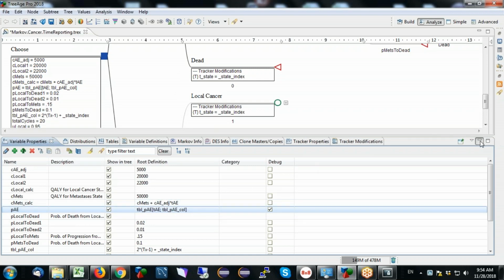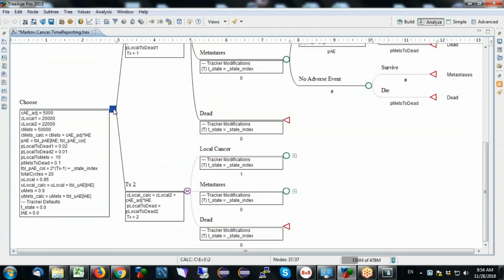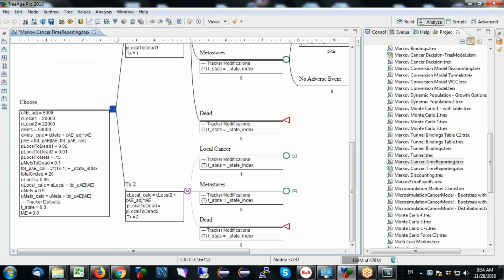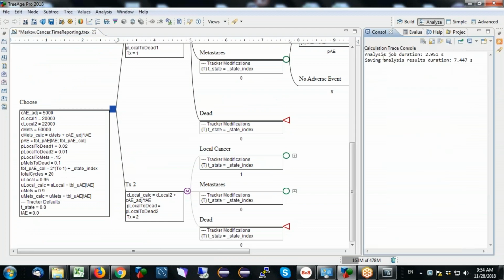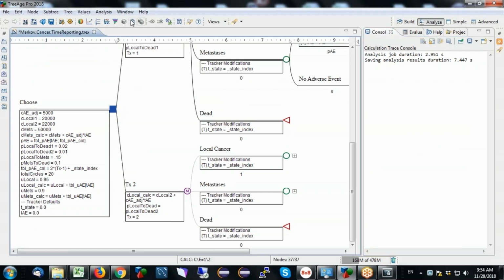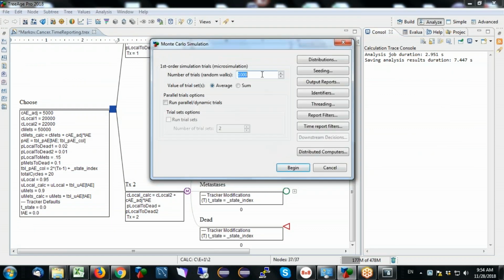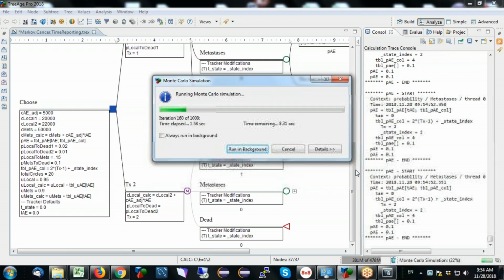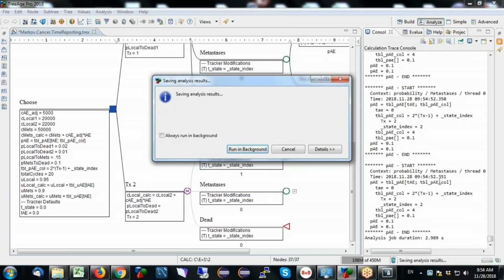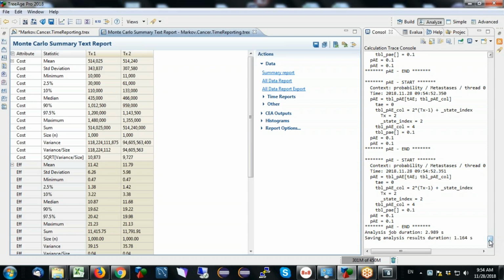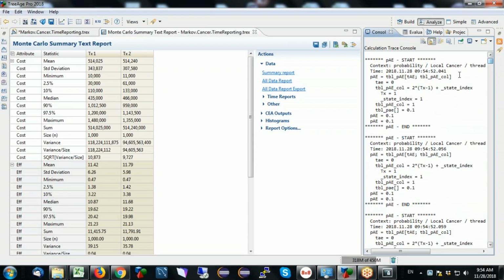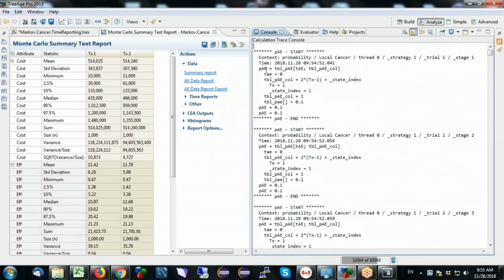So I can hide this again. Come back here, and I'm going to open the console. Right, this console here. Calculation trace, this is where the debugging output is going to come. I run my 10,000 people. Again, 1,000 is fine, doesn't matter. And here's my output being generated. I'll just go right up to the top. And sure enough, here's my calculation of PAE.